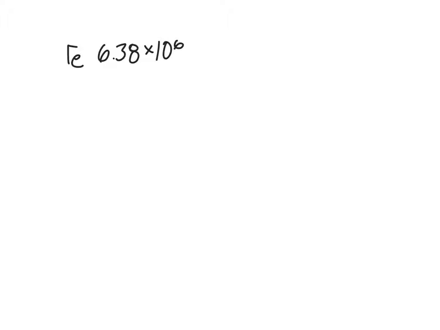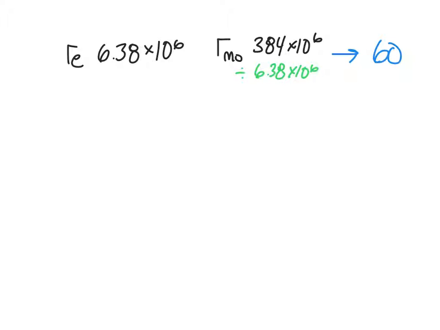So Newton starts thinking about these values, and he knows that the radius of the earth is 6.38 times 10 to the 6th meters. And he knows that the radius of the moon's orbit is 384 times 10 to the 6 meters. So he takes the radius of the moon's orbit divided by the radius of the earth, and he finds out that the moon is 60 times as far away from the earth as we are as we stand on the edge of it.